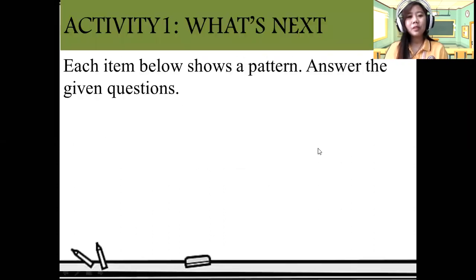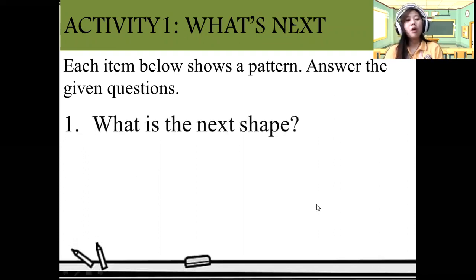Before we discuss or go deeper into what a sequence is, we will first have an activity. So, each item below shows a pattern. Answer the given questions. First question is, what is the next shape?